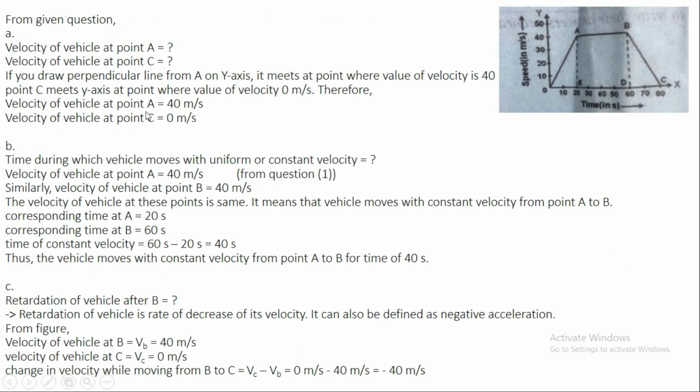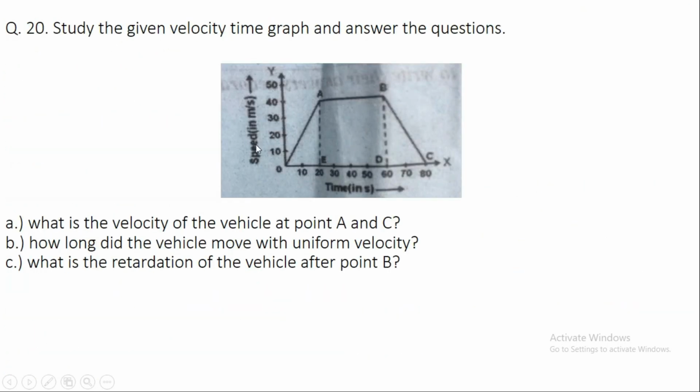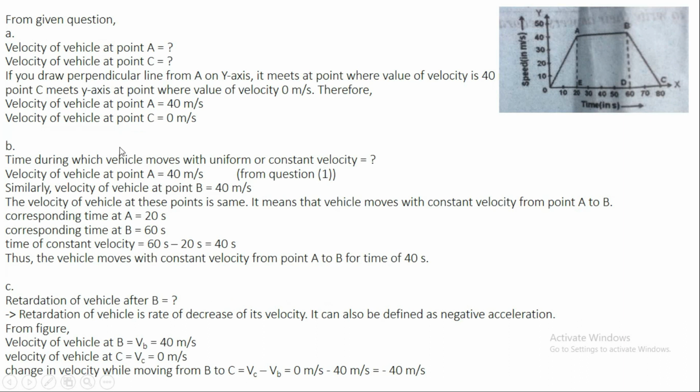Our question is this one. We have to calculate velocity, time for uniform velocity and retardation. So this is our figure, and along the y-axis there is speed, and along the x-axis there is time in seconds. In question A, we are asked to calculate the velocity of the vehicle at point A and the velocity of the vehicle at point C. This means at this point and at this point, what is the velocity of the vehicle? If you draw a perpendicular line from A on the y-axis, it meets at the point where the value of velocity is 40 meters per second.